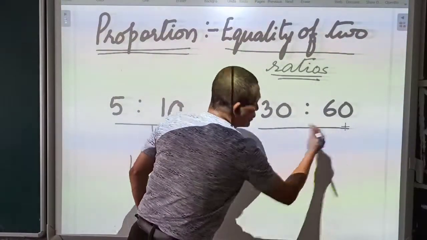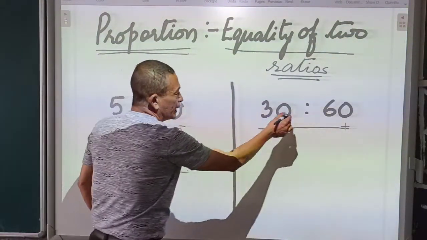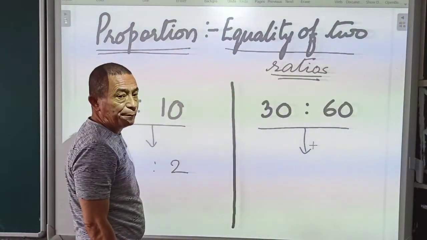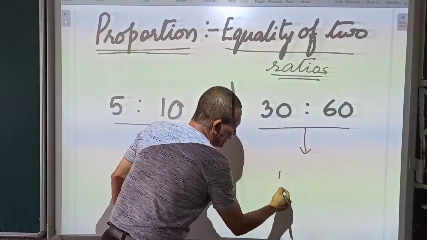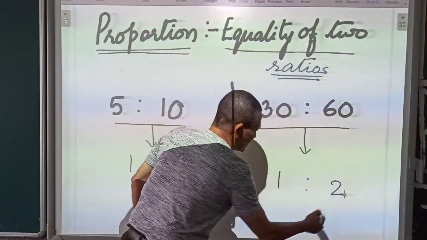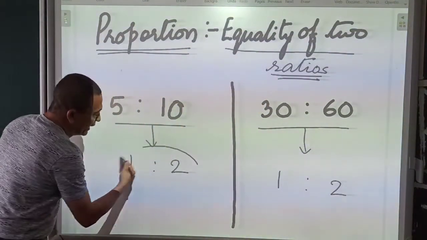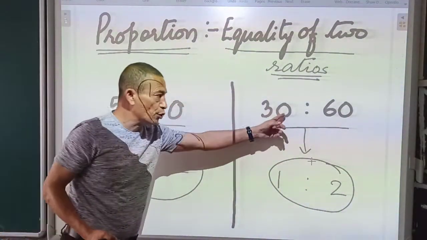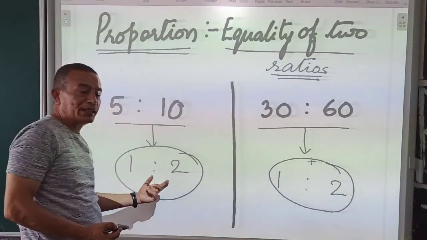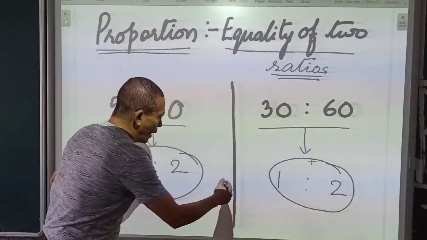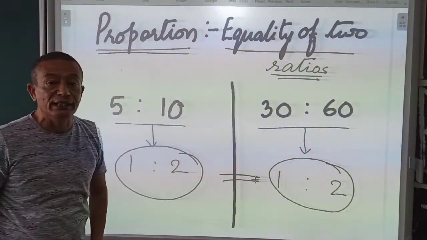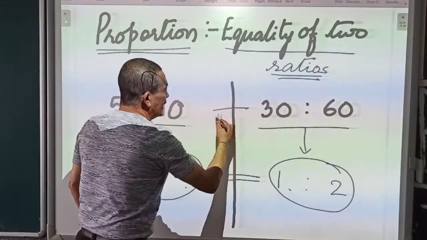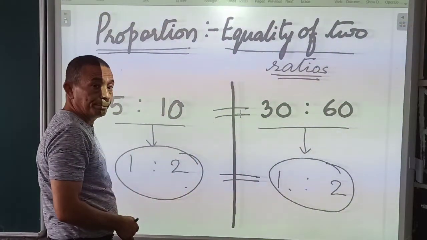Similarly, if I go to the second ratio, this is 30:60. If I get it down to its smallest, dividing it by 30, I get 3 1s are 30, 3 2s are 60. Now you can see that the smallest forms of these two ratios are 1:2 and 1:2. So I can say that these two are actually equal. When these two are equal, I can also say that these two are equal.